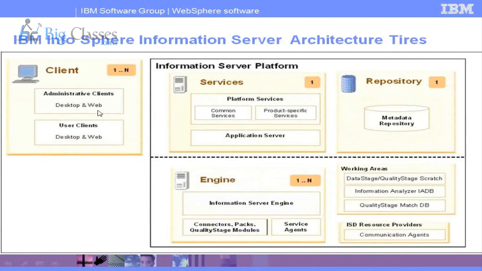If you are following 4-tier, the client is going to be on a separate machine, services will be on a separate machine, engine will be on a separate machine, and repository will be on a separate machine. If you are following 2-tier, the client is going to be a separate machine, and these three all will be on the same physical machine. That's purely your hardware structure.